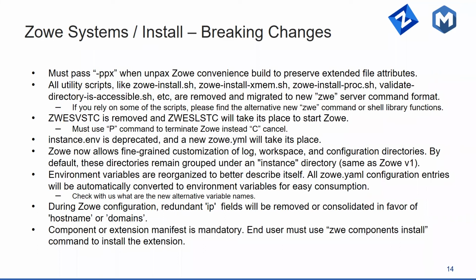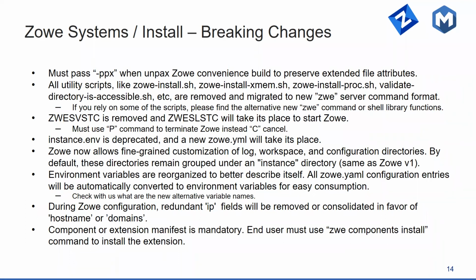We also changed the instance directory. In version 1, the instance directory has several directories under it, with the workspace, the logs directory, and the bin directory. In version 2, we ask you to customize two directories: one is called the log directory and one is called the workspace directory. There's no instance directory in version 2, but you can still group them together and call it an instance directory. It's your own choice, but it's not required.